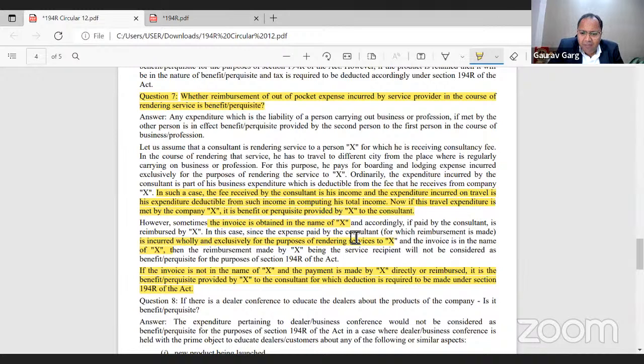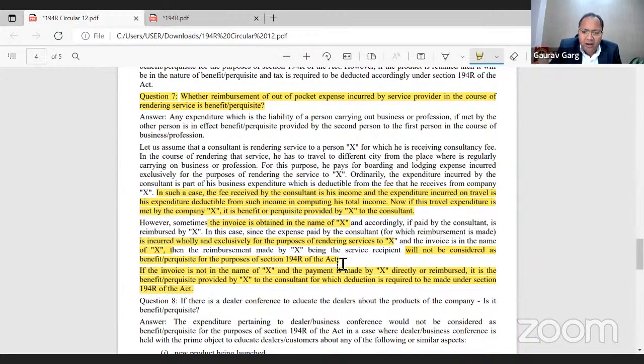Still, the expense paid by the consultant is incurred wholly and exclusively for the purposes of rendering services to X, and the invoice is in the name of X. Reimbursement made by X, being the service recipient, will not be considered as benefit or perquisite for the purpose of section 194R. Correct? So now the stress is on whose name the invoice is in.